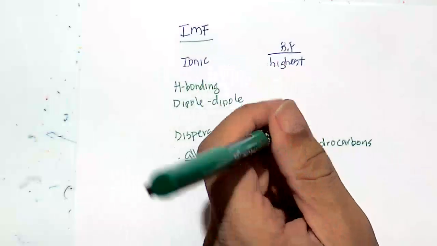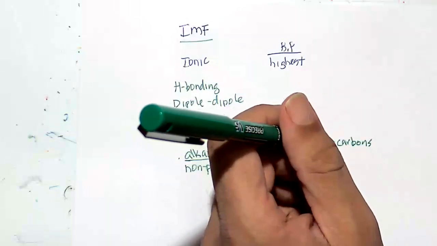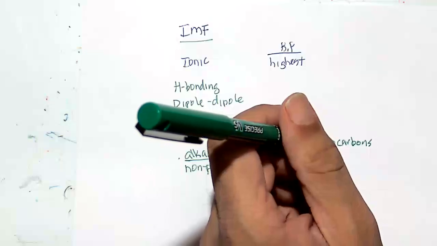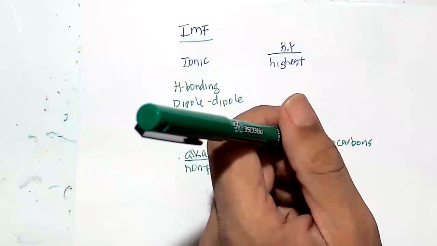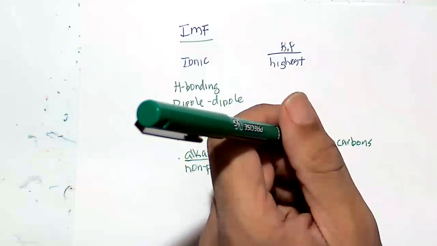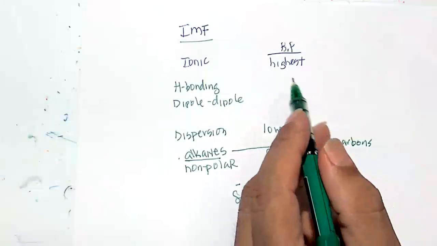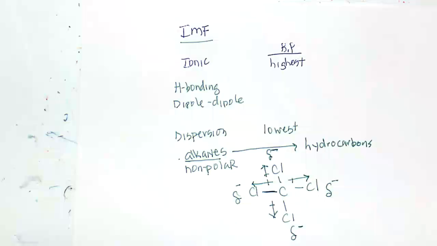So the highest boiling point would be ionic. What would be something that's ionic? If you watch the video, sodium hydroxide, sodium chloride, calcium chloride, metal with nonmetal. Are these examples of ionic compounds? Yes, that is correct. What is an example of something with hydrogen bonding?